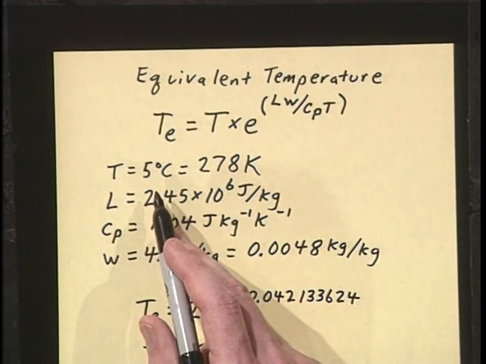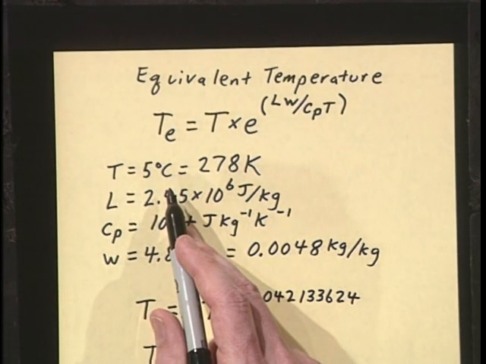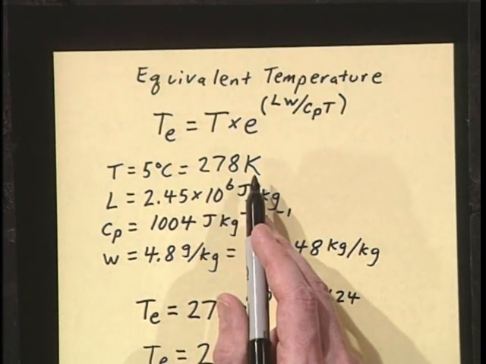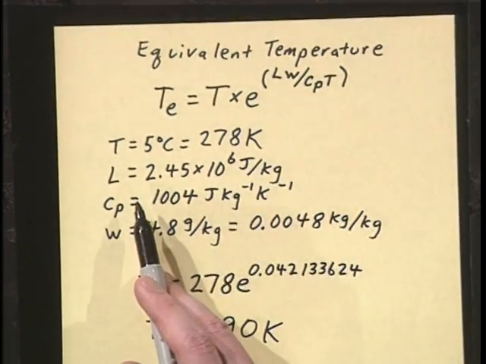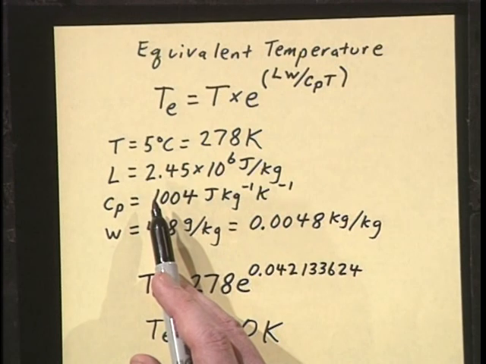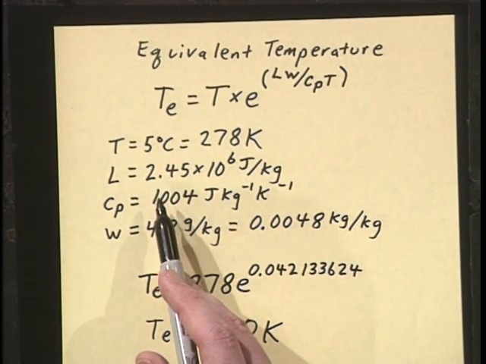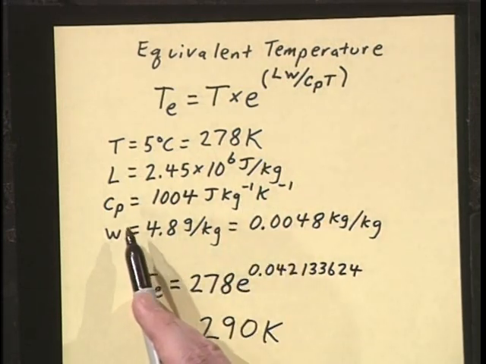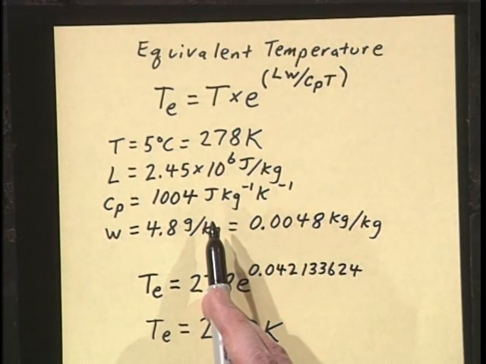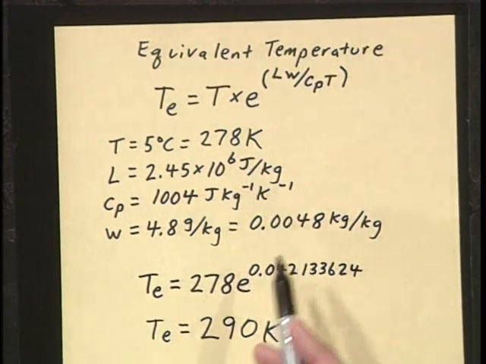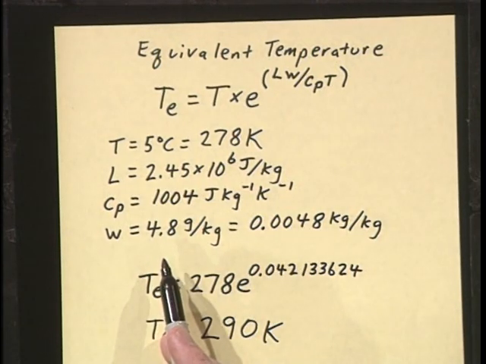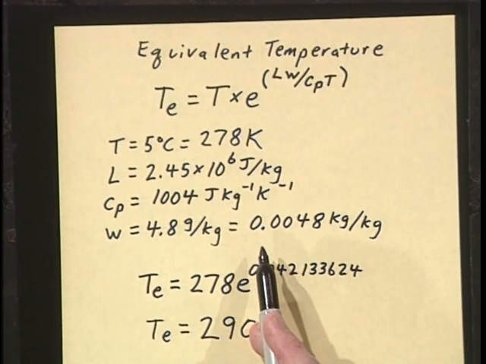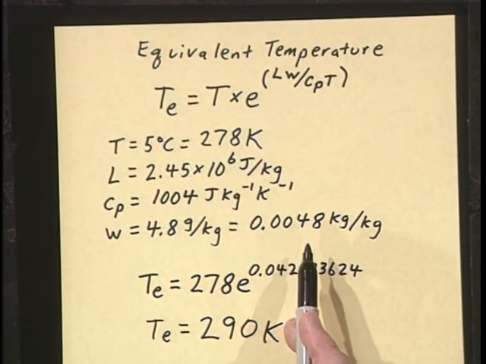The temperature is 5 degrees Celsius, and we need to convert that to Kelvin, so we add 273, so that's 278 Kelvin. L is our latent heat value. This is a condensation process, 2.45 times 10 to the 6 joules per kilogram. Cp is 1,004 joules per kilogram per Kelvin. And then our mixing ratio, we need to express that in kilograms per kilogram. So that'll be 0.0048.